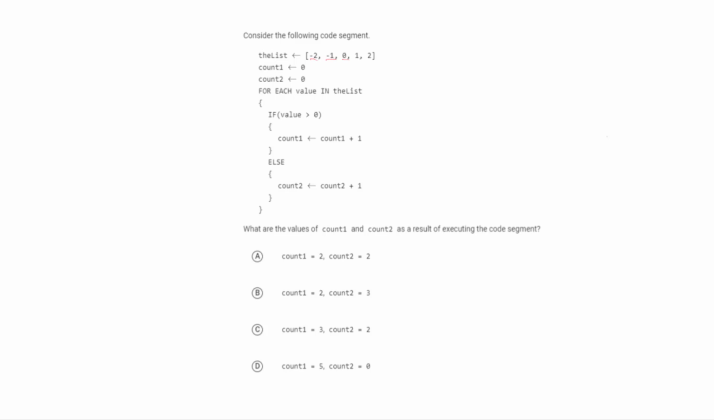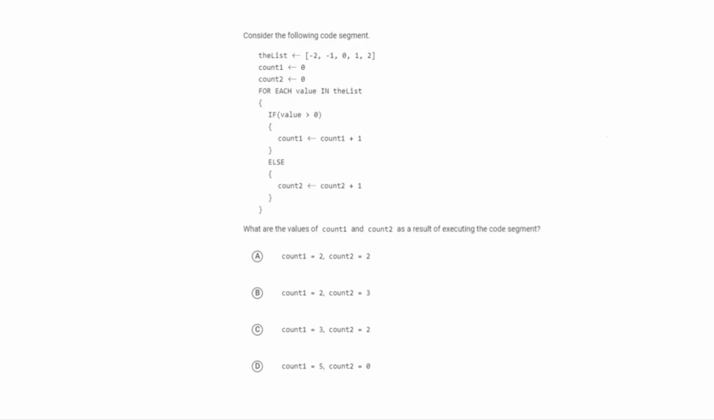So for count 2, we will have 1, and then 2, and then 3. And then we get 1 and 2 here, and those will go into this branch right here, right, because they're greater than 0. So we'll add 1 and 2 to count 1. So count 1 will have a value of 2, and count 2 will have a value of 3.